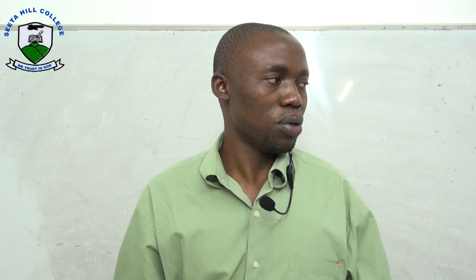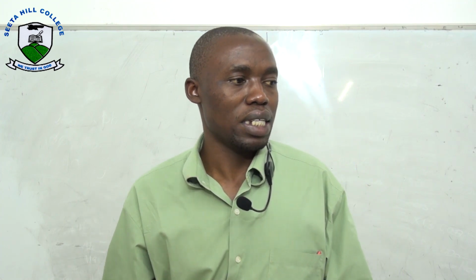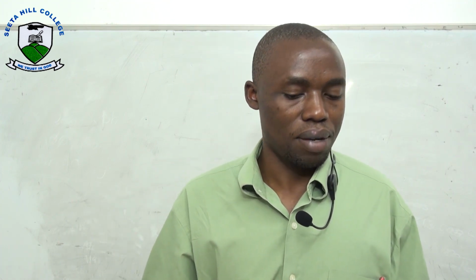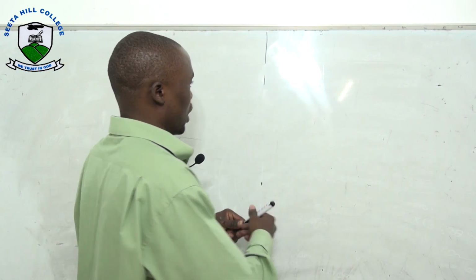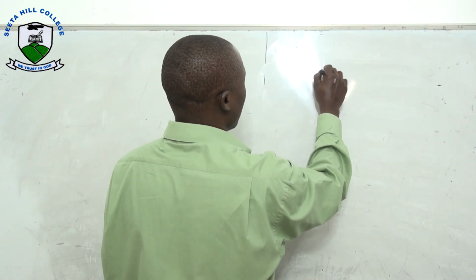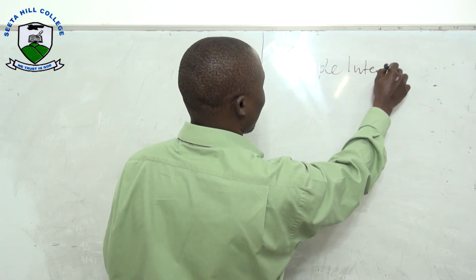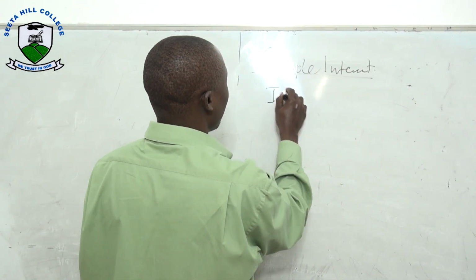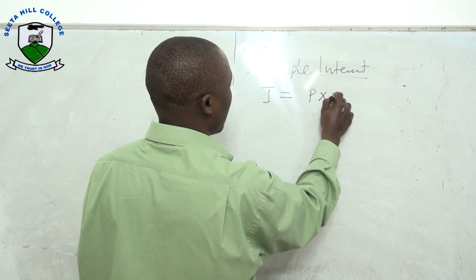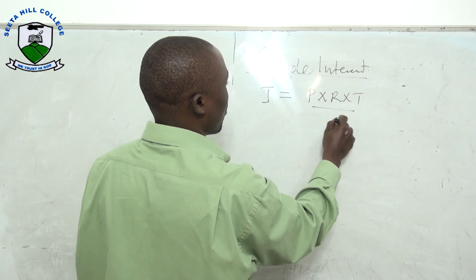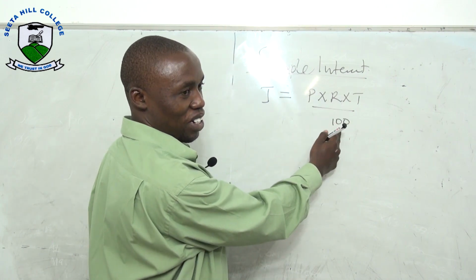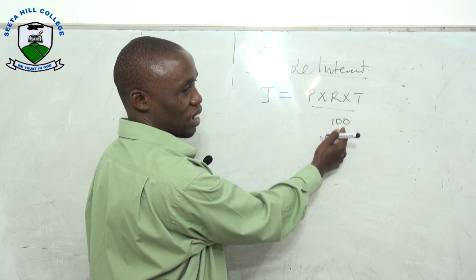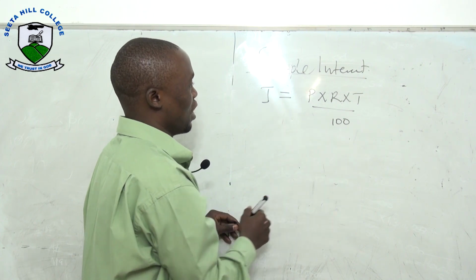On the new principal every year. And that means the principal keeps changing every year. Now let us start with simple interest here. How do we calculate simple interest? Simple interest is PRT over 100, where R is the percentage, that's why we are saying out of 100.